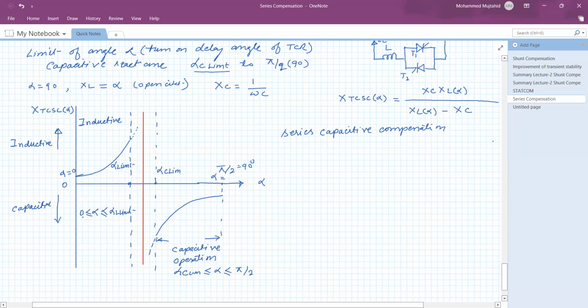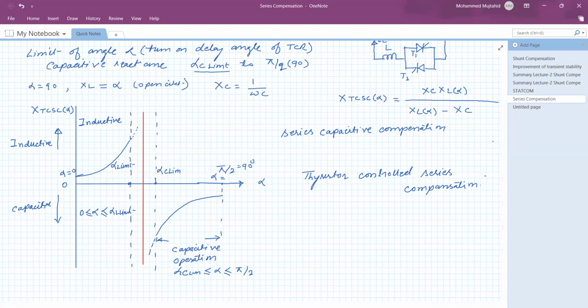So if the angle alpha is equal to 0 up to the limit angle, it may operate as a thyristor controlled series inductive compensation. Whereas when the angle alpha is greater than the limit and less than or equal to 90 degree, it is operating as a thyristor controlled series capacitive compensation. So instead of calling it a thyristor controlled series capacitor, one may call it thyristor controlled series compensation. So on both sides, it is going to give the compensation, capacitive as well as inductive. So this is the same.